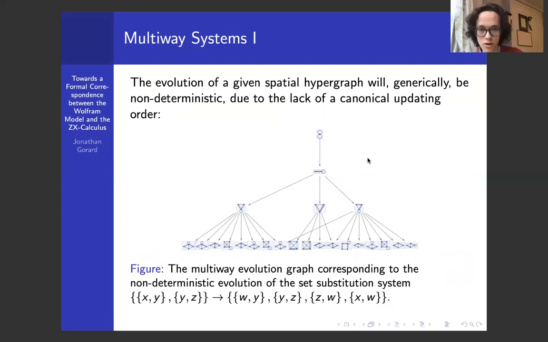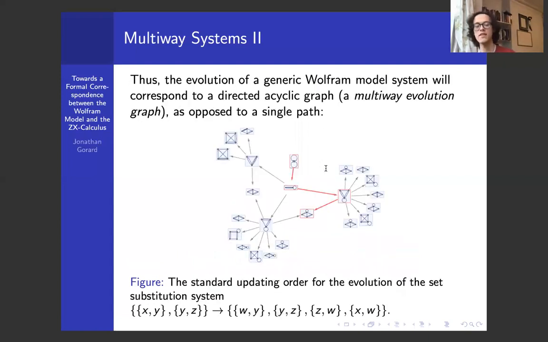So because there's no canonical updating order in general, rather than getting a single path of evolution, you'll actually get some directed acyclic graph of evolution steps, which we call a multi-way evolution graph or a multi-way system. So in this diagram, each vertex is just a particular state of the hypergraph, each edge corresponds to a rewrite, so you can think of one of these graphs as being like a concrete representation of the abstract rewriting structure of a Wolfram model system. And so a particular rewriting sequence, like the sequence I showed you right at the beginning, would correspond to just a particular path through this directed acyclic graph.